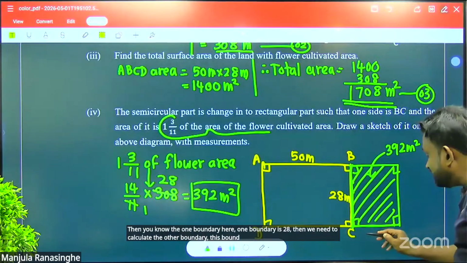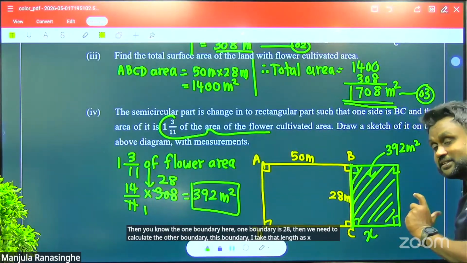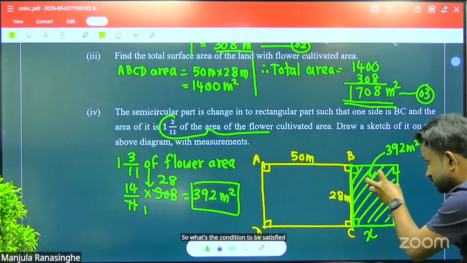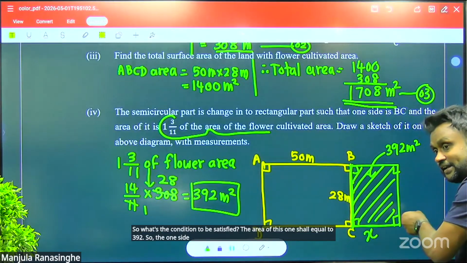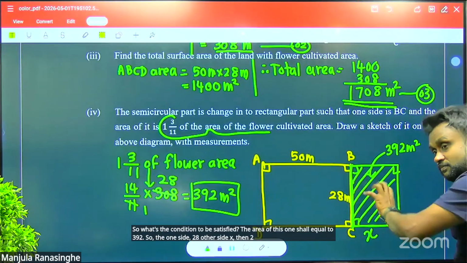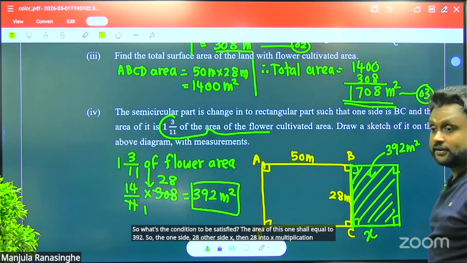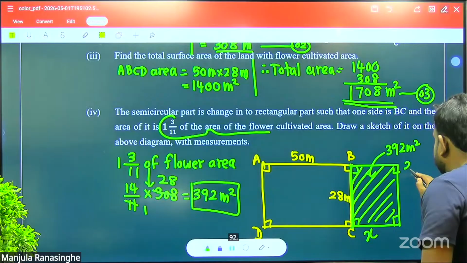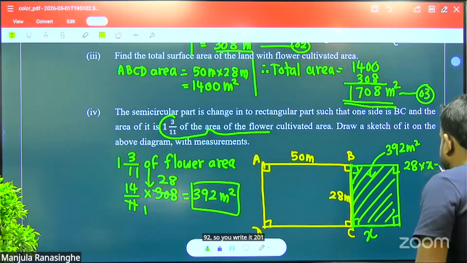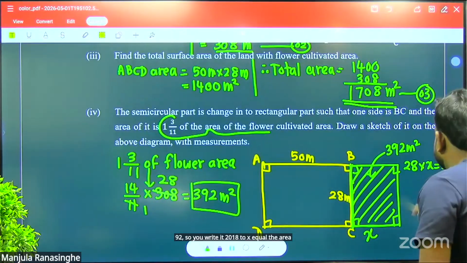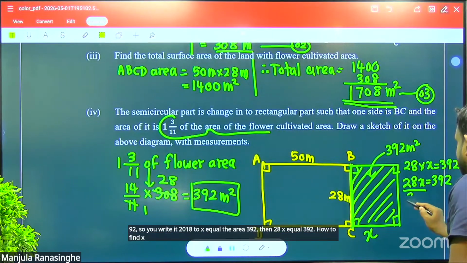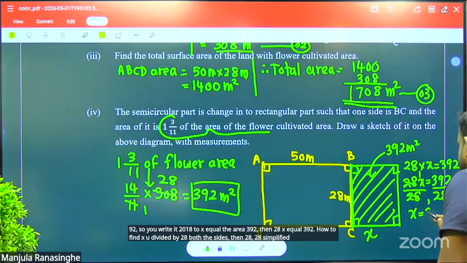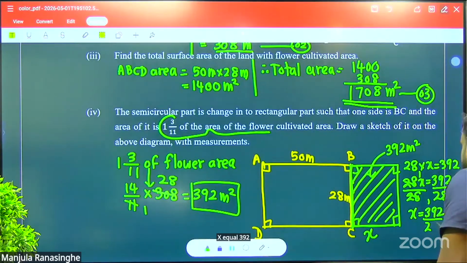This boundary, I take that length as x. So what's the condition to be satisfied? The area of this one shall equal 392. So one side 28, other side x. Then 28 into x multiplication shall equal 392. So you write 28 into x equals the area 392. Then 28x equals 392. How to find x? You divide by 28 on both sides, then 28 simplified, x equals 392 divided by 28.